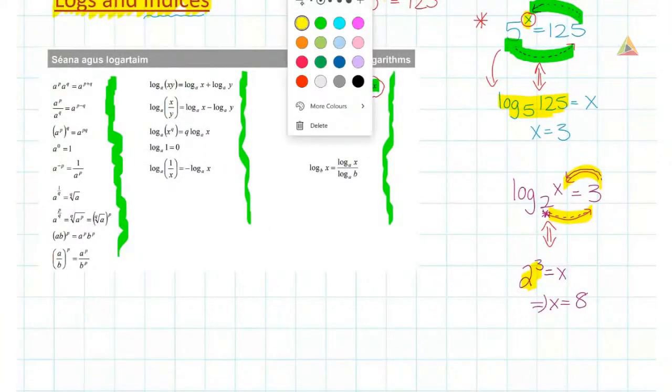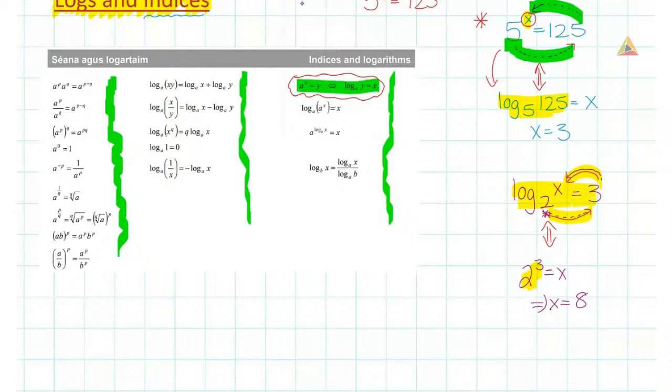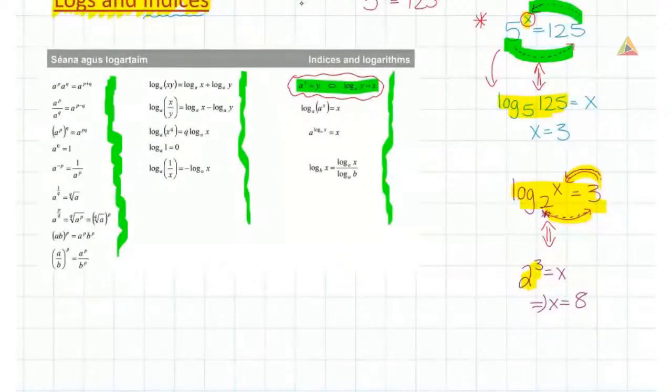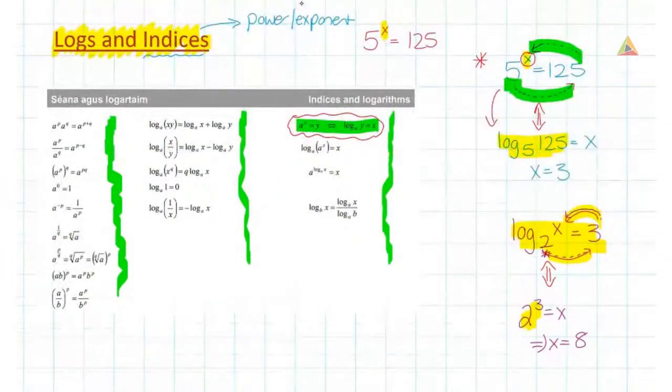Logs basically just tell us, so the base number is your main number, and they're just asking us what number do I get when I raise 2 to the power of 3? Or if we go back to this question up here, this one is basically saying to us, what number do I raise 5 to the power of to get 125? Logs and indices, exact opposites of each other.